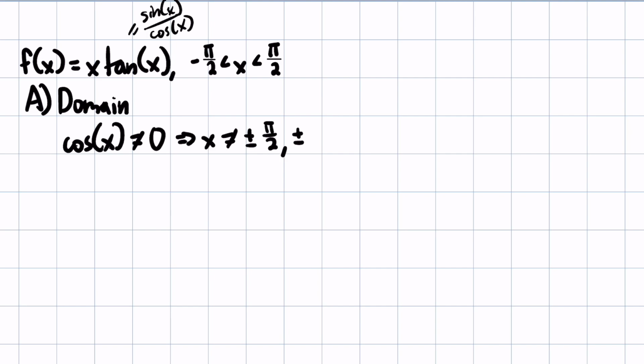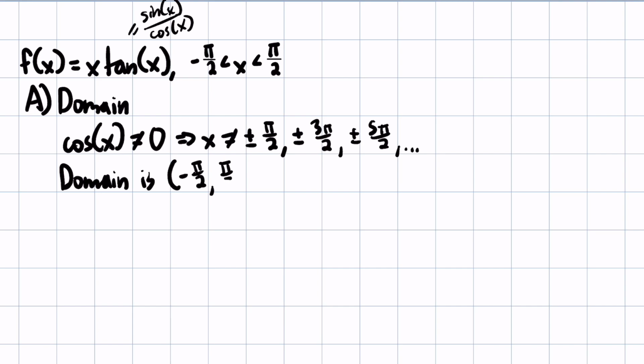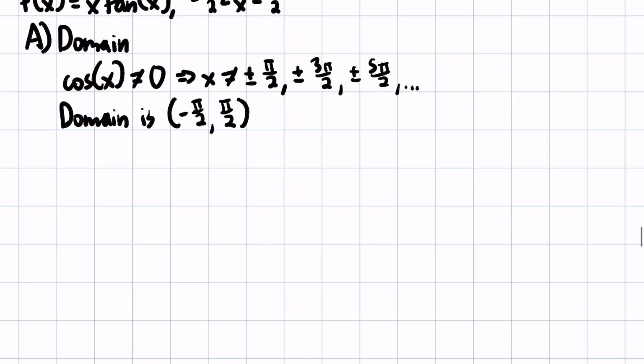So it's plus or minus pi over 2, plus or minus 3 pi over 2, plus or minus 5 pi over 2, and so on, for every odd multiple of pi over 2. So none of those are in the domain anyway, right? From negative pi over 2 to pi over 2, not inclusive. So this doesn't actually change anything about our domain. Our domain is going to be negative pi over 2 to pi over 2. Now, the next thing we have to worry about is intercepts.